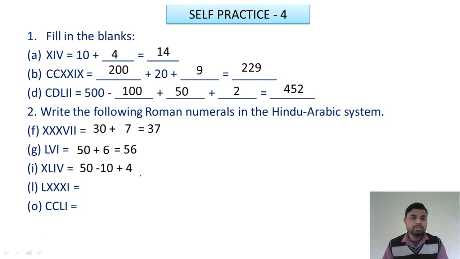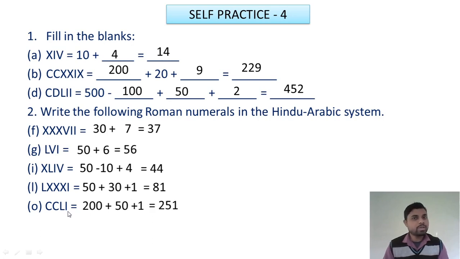Now, first solve it here. 44. LXXXI. Dear students, L means 50 and XXX means 30 and I means what? Just see here, all the smaller numbers are on the right side. So it will be 81. Next, CCLI. CC means 200. L means 50. I means 1. So do the addition. It will be 251. Okay.